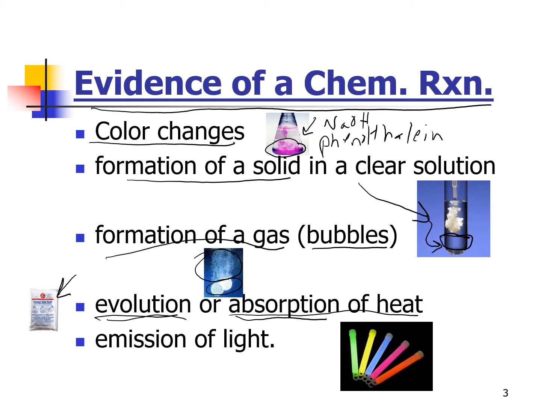Evolution of heat would be an example of a hot pack. So when I go skiing and it's cold, sometimes I like to take a hot pack, I break it in half, and I'm reacting chemicals that are giving off heat.